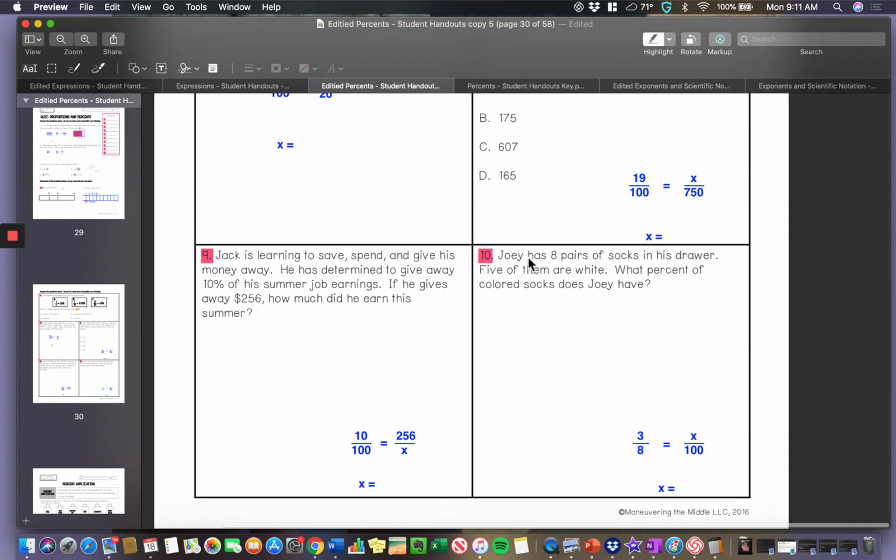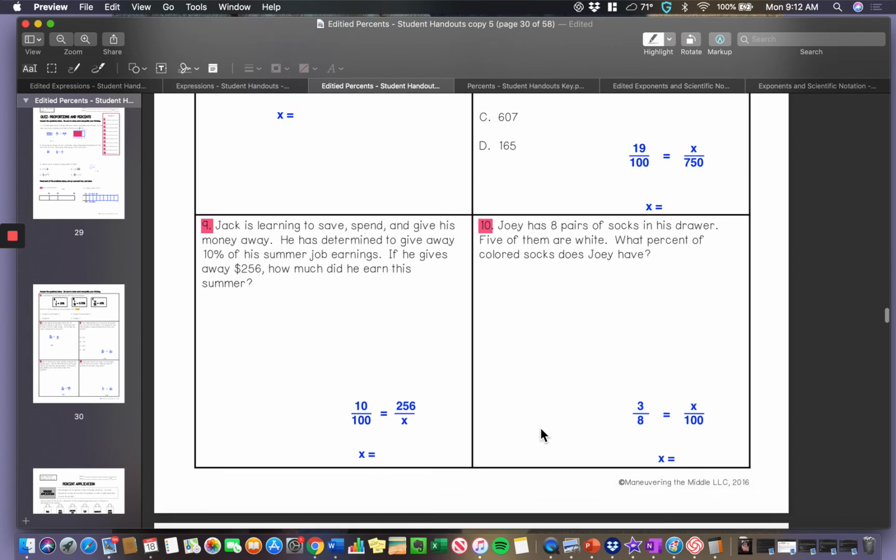Finally, for number 10, Joey has 8 pairs of socks in his drawer. 5 of them are white. What percent of colored socks does Joey have? And your proportion is set up right down there.